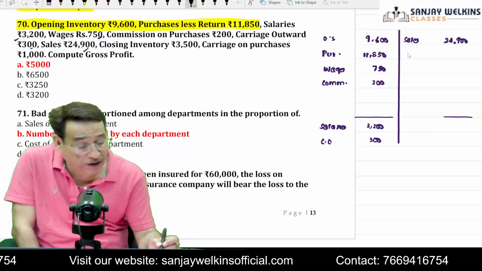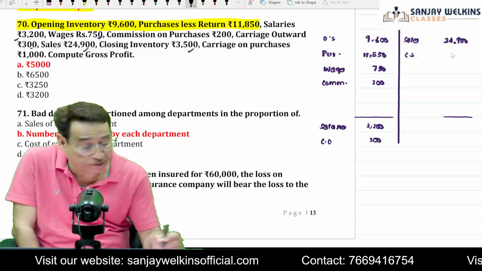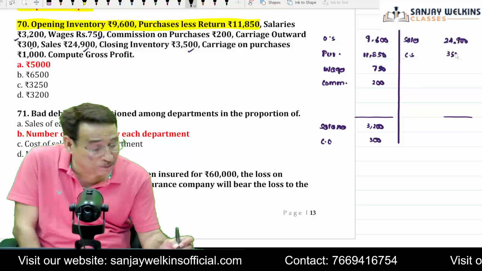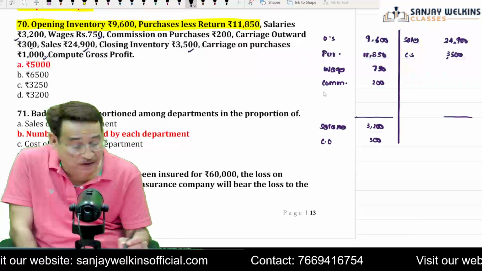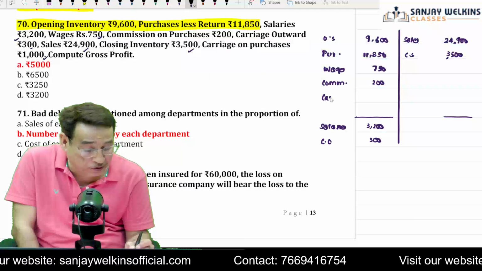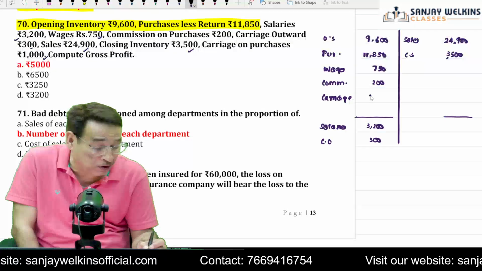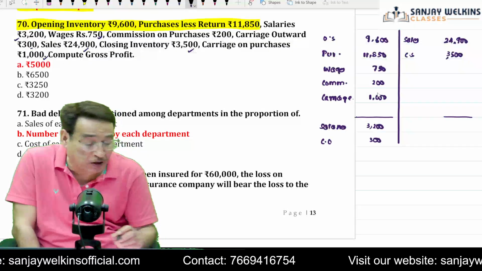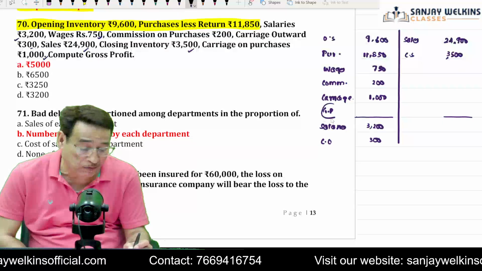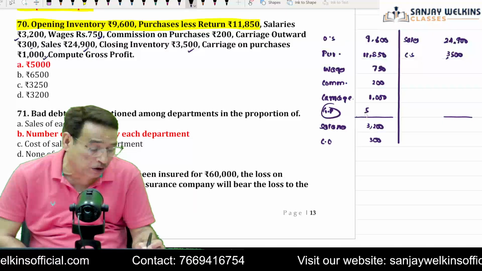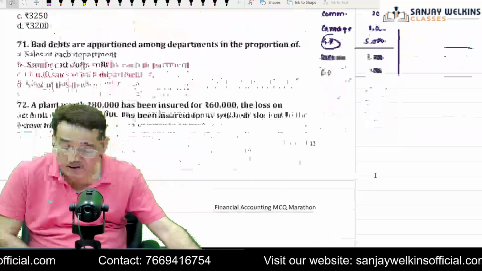Then closing inventory is also given to you. Closing stock, that is 3,500. And you are being given carriage on purchases. Carriage on purchases will be written over here. Carriage on purchases, that is 1,000. Now the question is asking us to find out the gross profit. So now by balancing the same, you will get the gross profit, and that must be equal to 5,000. Correct? So 5,000 will be your answer.